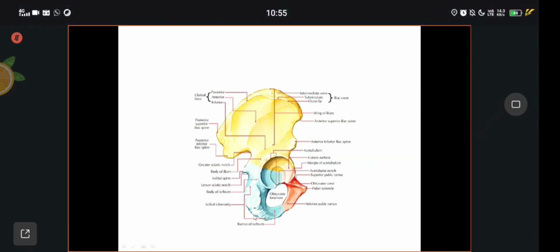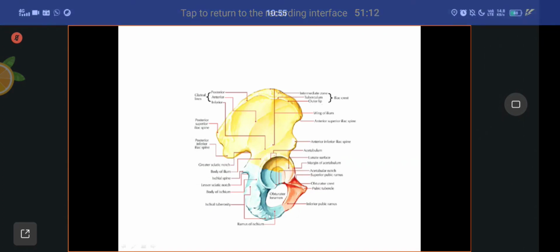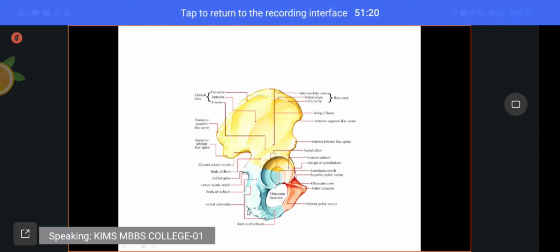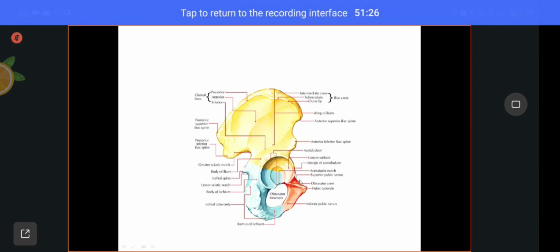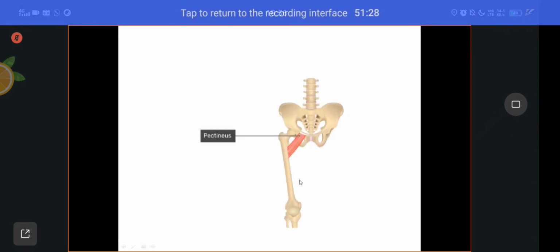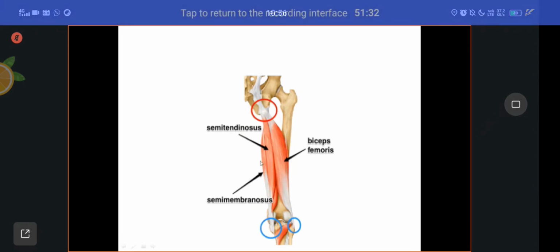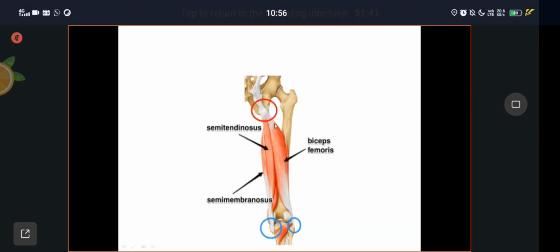The inferior aspect is again divided by a vertical line into an outer aspect and an inner aspect. The outer aspect gives attachment to the ischial part of the adductor magnus muscle, and the inner aspect is covered by fibrofatty tissue. If you see here, you will understand these muscles better. These are the hamstring muscles, which are present in the flexor compartment of the thigh region.